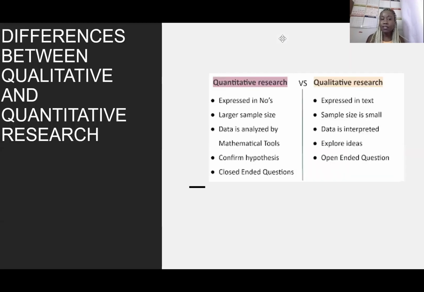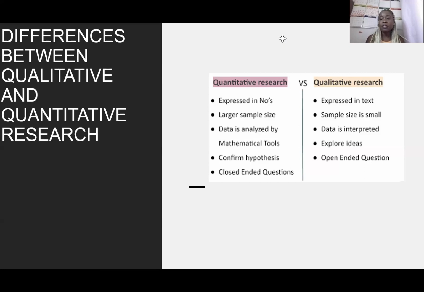I don't really want to delve into differences between qualitative and quantitative, but generally quantitative research is rich in numbers. It incorporates larger sample sizes, and data is analyzed using a lot of mathematical and statistical tools. It's usually used to confirm a hypothesis, to draw connections, so X causes Y to happen and so on. And then it's usually close-ended.